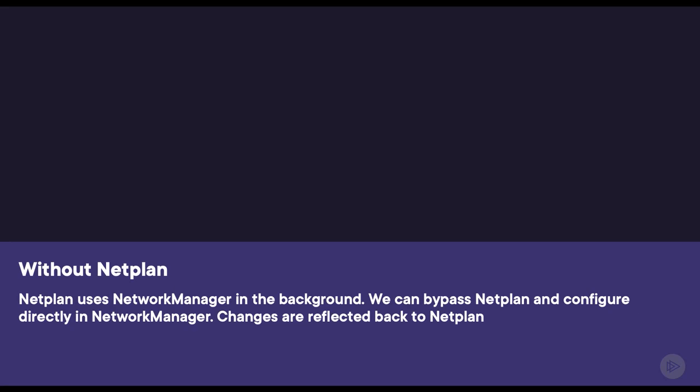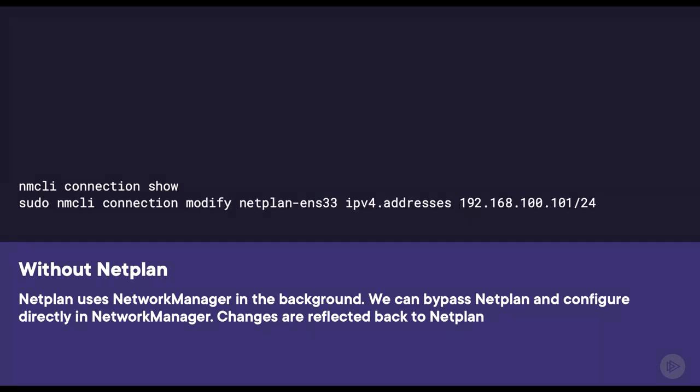Now, we can use our NetworkManager utilities almost as a replacement to Netplan, but we're not completely overwriting Netplan. We'll echo those changes back into Netplan. Let me show you. We can check our network connections. Once we've identified the name of our connection, we can then go through and modify it. When we modify it, here we're setting our IP address.